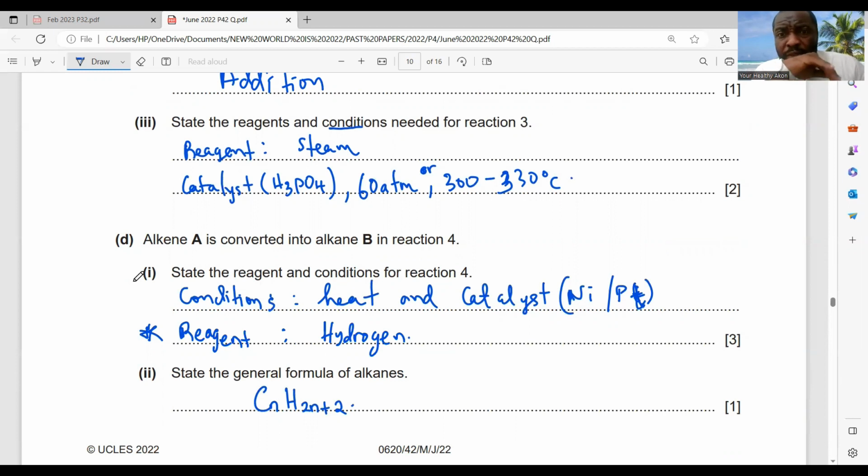What is the significance of this reaction? Yes, tell me. How is this reaction important to the society? That's the hydrogenation of what? Alkenes. The hydrogenation of alkenes.